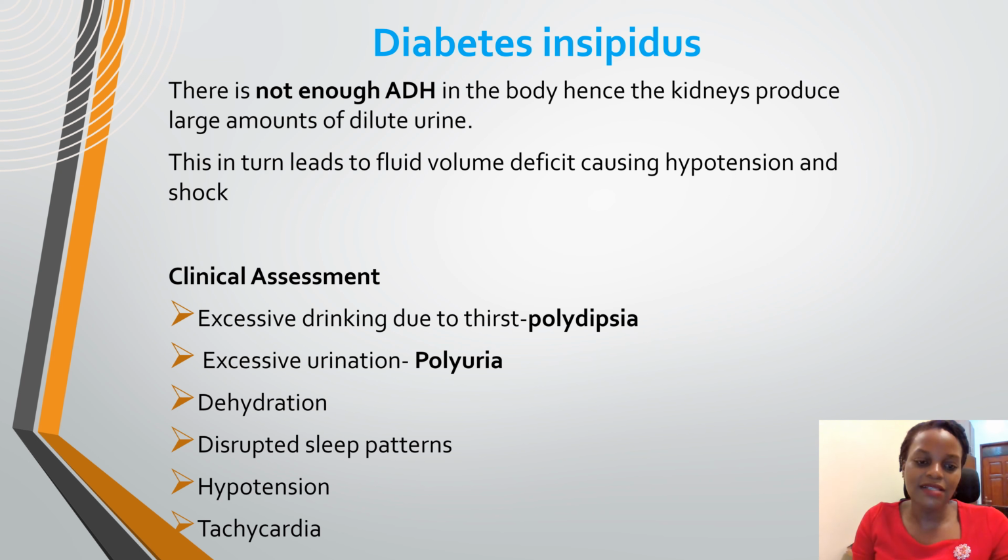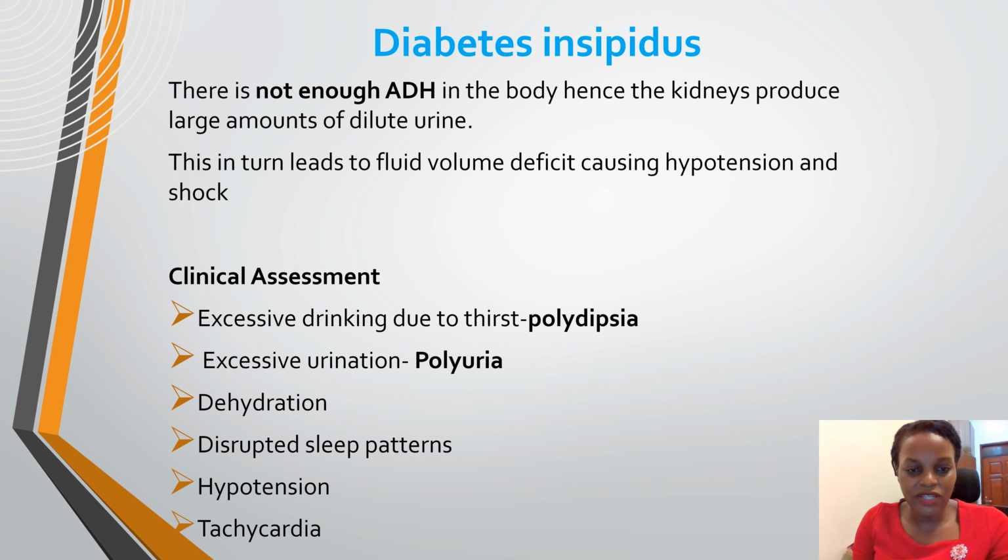So how does this patient clinically present? They'll excessively want to drink water due to the thirst, and this is also termed polydipsia. Then they'll excessively pass out urine, also known as polyuria.